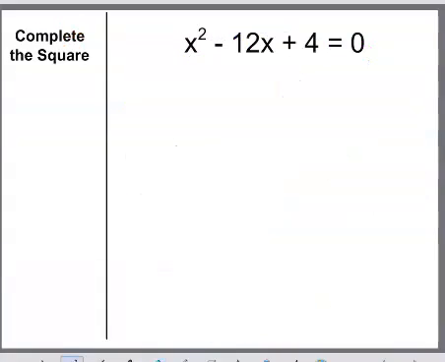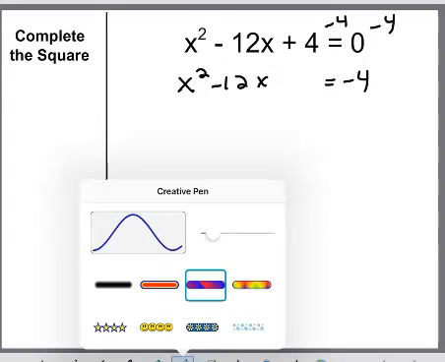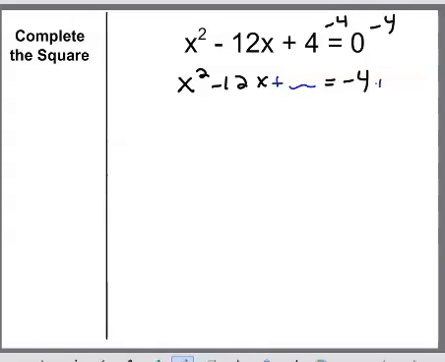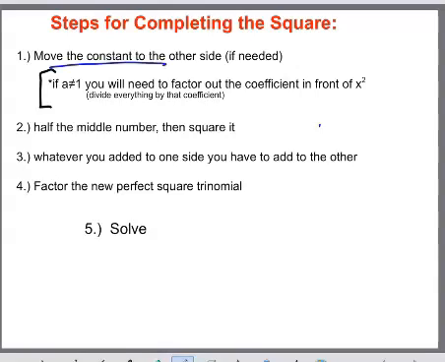Okay, so the steps. Remember, step 1 was get the constant on the other side. So I'm going to subtract 4 on both sides. So this becomes x squared minus 12x, excuse me. And I'm going to leave myself a little space on both sides, because now step 2: move the constant if you need to, and factor out the coefficient if a is not 1. It's not. It's just plain old x squared.